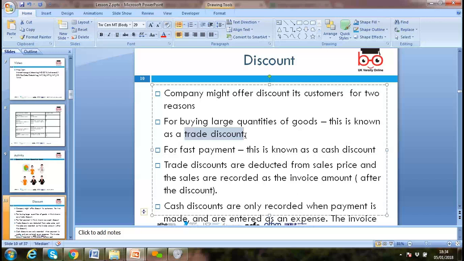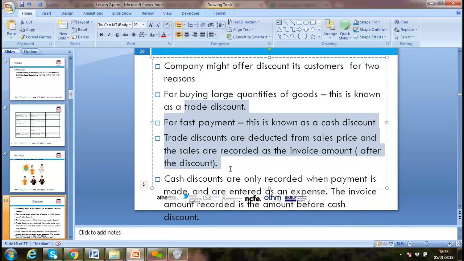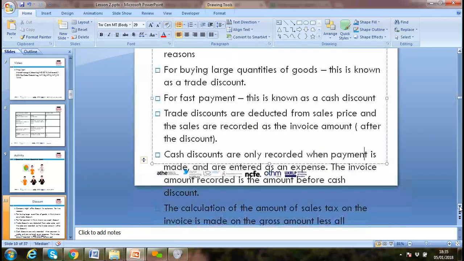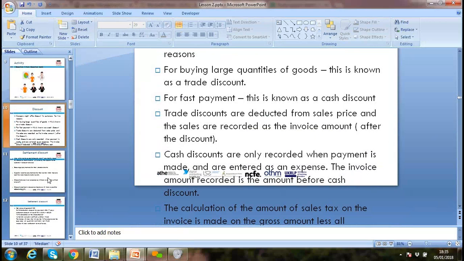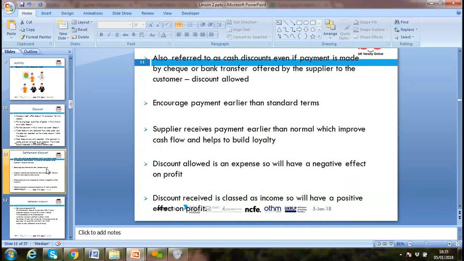Then the other is called cash discount. Cash discount is recorded when the payment is being made and they give us a discount. Like some companies, if you pay your bills within certain days, they will give you a discount off the next bill. It's called prompt payment discount or settlement discount, because we are making payment earlier than normal. So if I'm supposed to pay within 30 days and I pay in 10 days, they give me 2% discount on the amount I was supposed to pay.